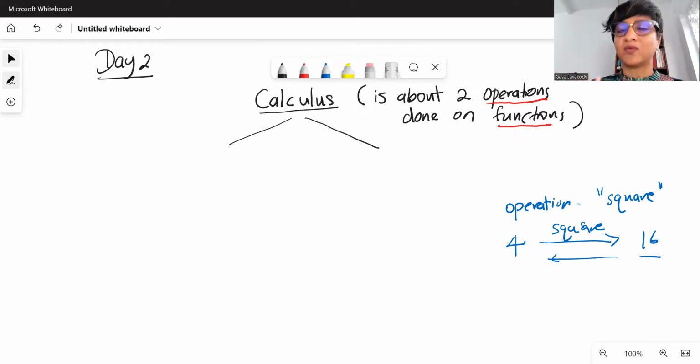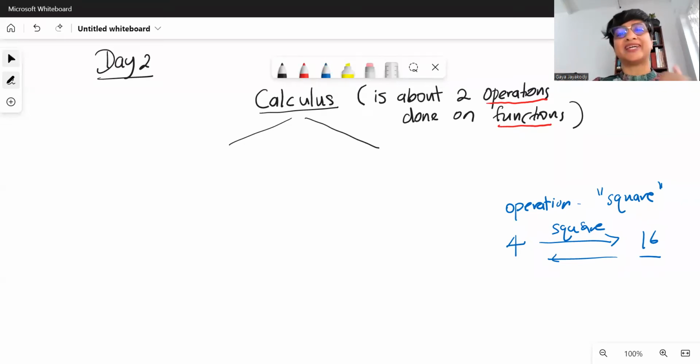But if you think about squaring as an operation, it's a unary operation we say. Unary means done on one. We have binary operations. Addition is a binary operation, done on two. So here squaring is what you do on one number. When you square it, you get 16. And if you want, you can come back.